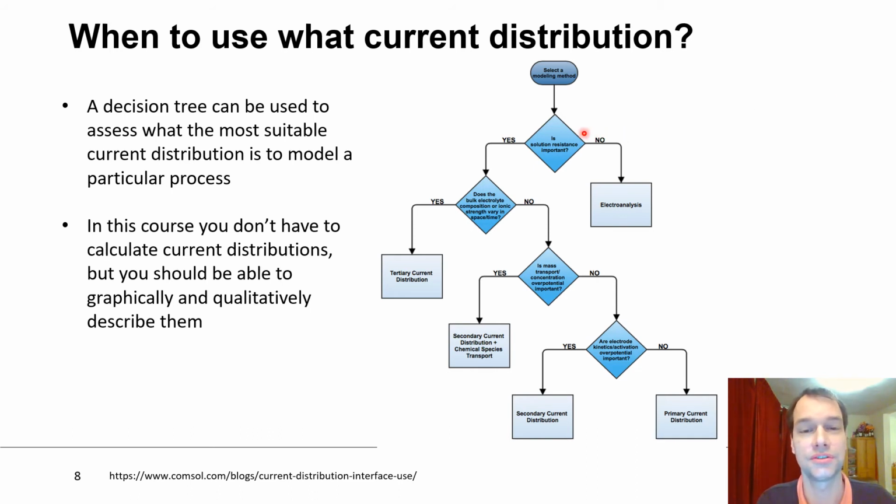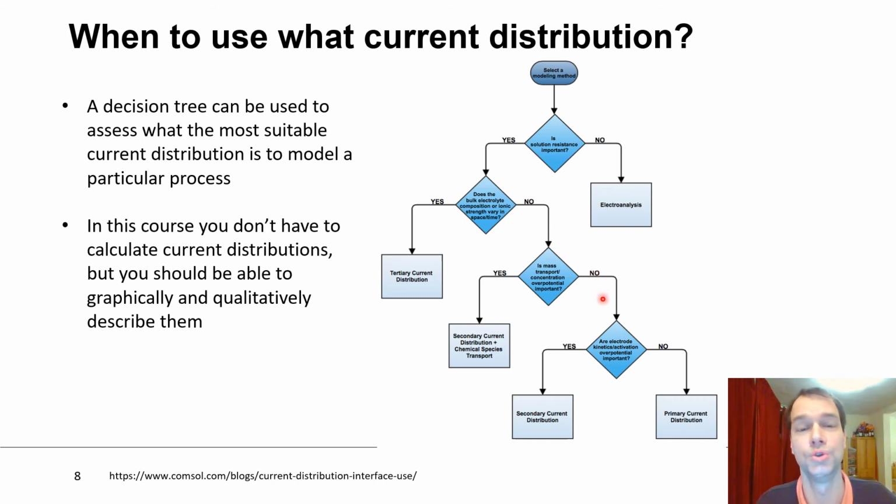So the first question you ask yourself is, is solution resistance important? If it doesn't play a role for your electrochemical cell, then you don't have to bother with all these current distribution rules. You can just forget about it. So that makes your life relatively easy. If it is important, and most of the time it is, then you have to see, do I have large concentration gradients? If I have large concentration gradients, then I probably will need to go for this very annoying tertiary current distribution.